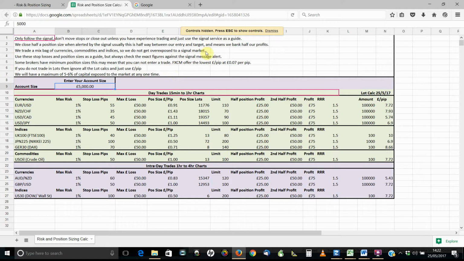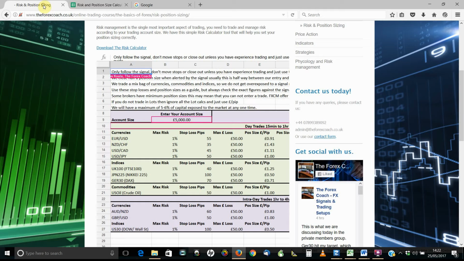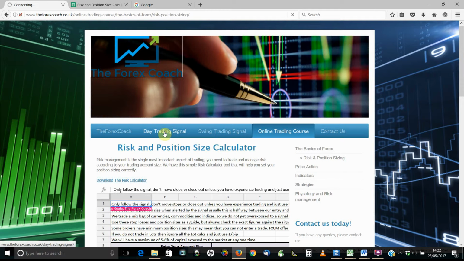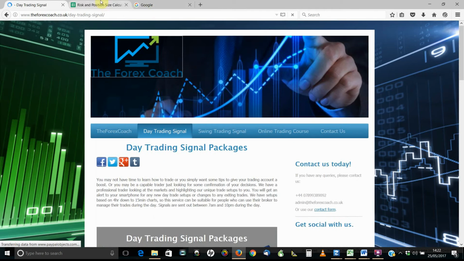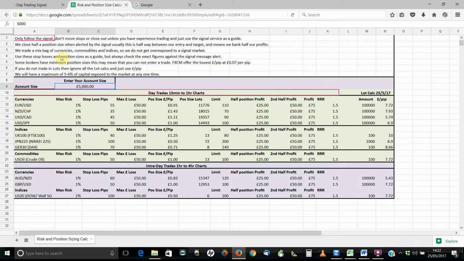So let's just read through the statements first of all. This particular risk calculator is designed around our day trading signal. Our day trading signal is something you can subscribe to if you haven't done so already. Just go to the Forex Coach day trading signal, click on that page, and then you can go through it and sign up there. It's specifically designed around the stop losses and the limit orders that we're using, and the risk size is all set up for that, as well as the markets. However, if you're not using that and you just want to use it for yourself, you can change these to things that you're trading, and that may help you.